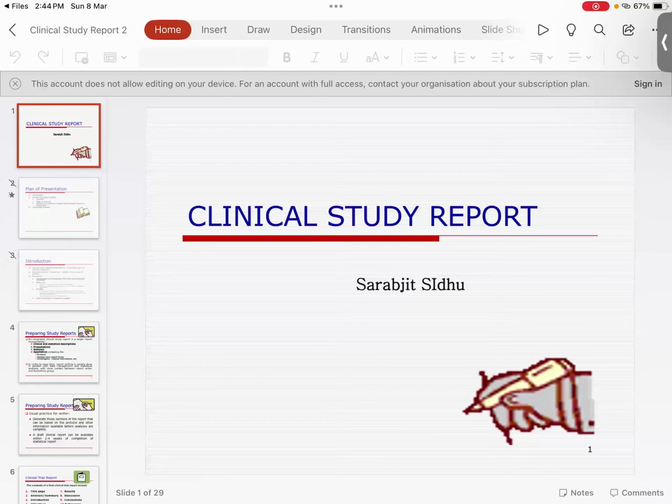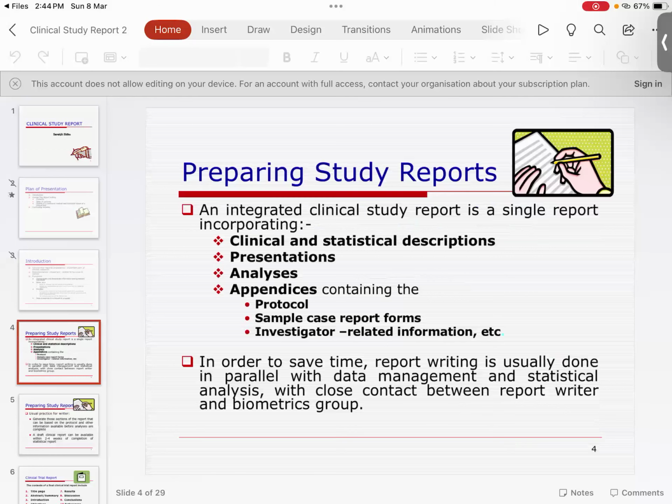Okay. Clinical study report. Where are the sections?